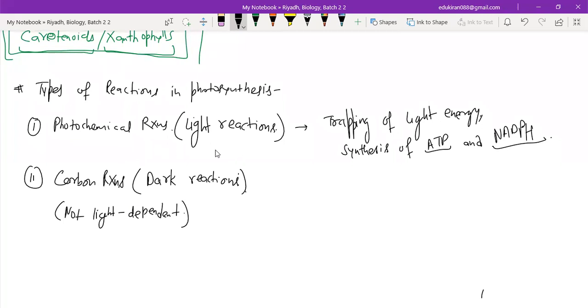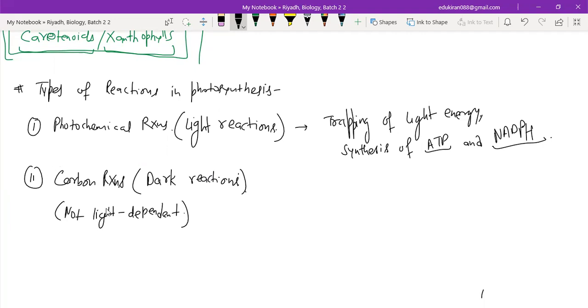But which reaction can happen only during the photo period time? Light reaction, because they are light dependent. Photochemical reactions can only happen during the daytime. So in the night time, it's not like photosynthesis is not happening, but only the second type of reactions of photosynthesis are happening in the night, because in the daytime both are happening. Is it clear?